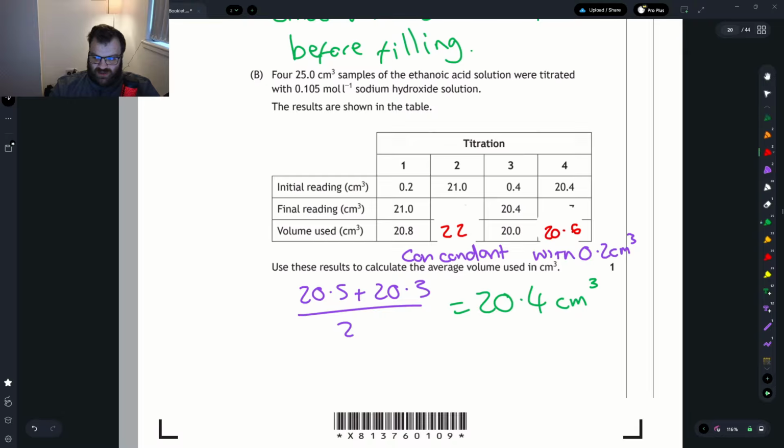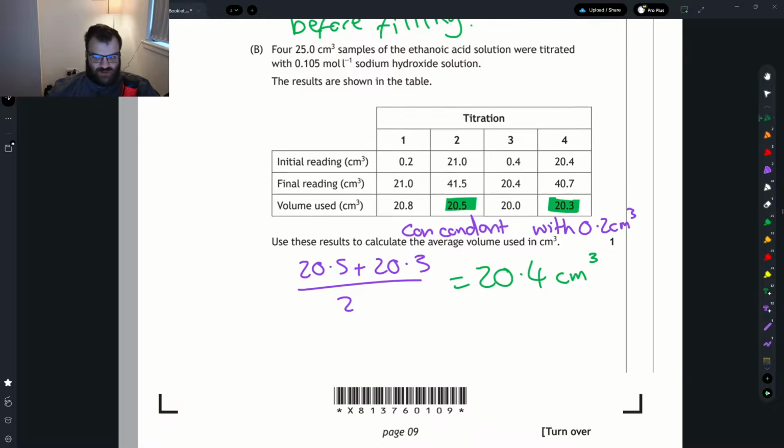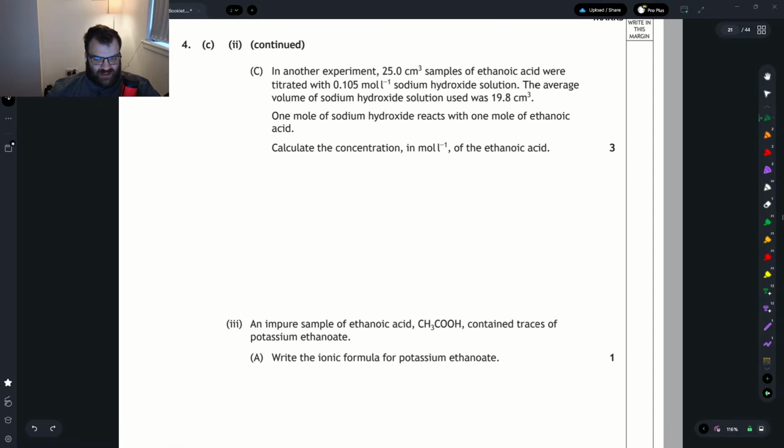The two that are concordant would be the first and the last one, to give 20.7 as the average. So we don't automatically ignore the first one. It just so happens that the way the numbers are given, often, if not always, the first one is one of the ones that we can ignore. If all four of them were spot on and all within 0.2 of each other, we would average them all as well. So think more about the fact that they're not concordant, they're not within 0.2 of each other. That's why they're getting ignored.